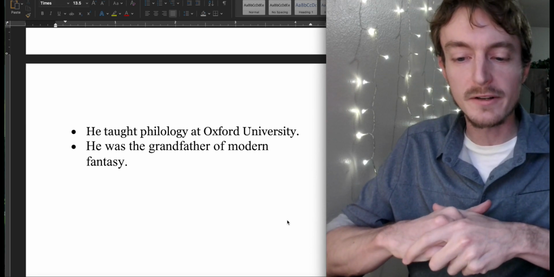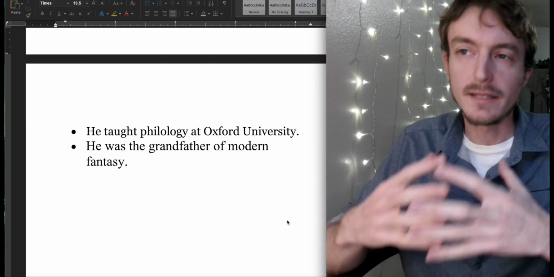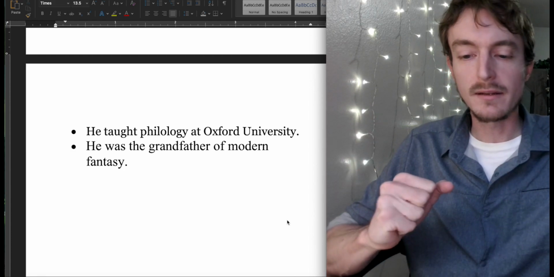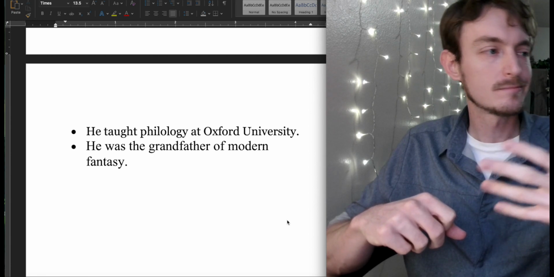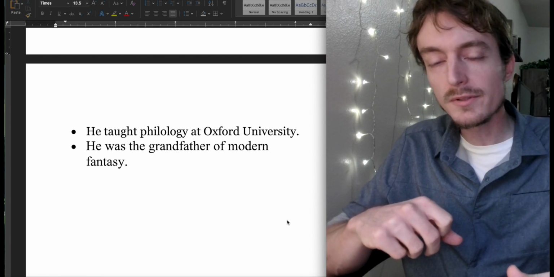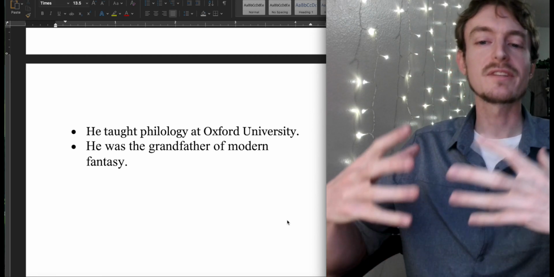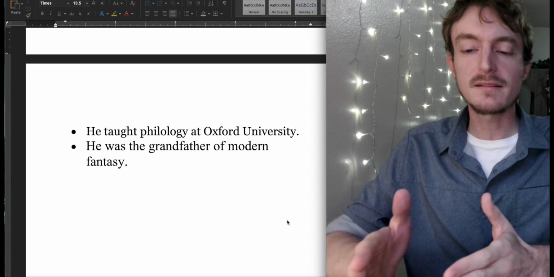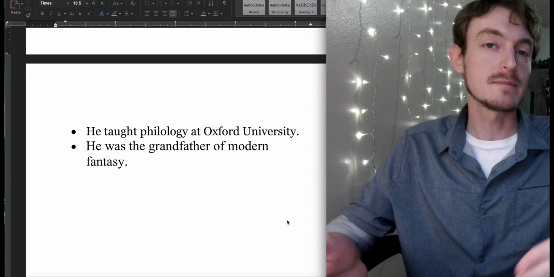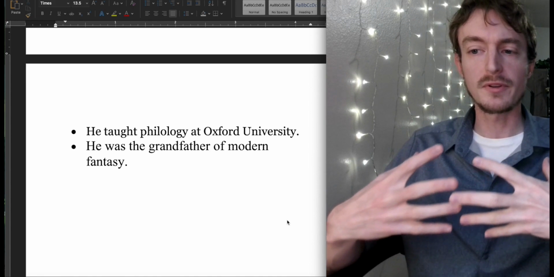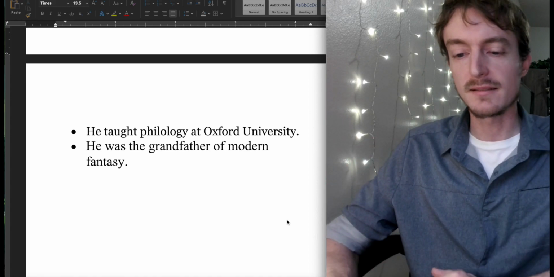He was the grandfather of modern fantasy. Tolkien single-handedly created modern high fantasy. Before Tolkien, fantasy was just, you know, elves that hid in your cupboard and stole things, trolls that live under bridges. Tolkien lifted fantasy into something that is intended to be taken seriously. All of the fantasy tropes that exist today can be traced back to Tolkien. Most of them. But he is definitely responsible for the atmosphere of fantasy that exists today.